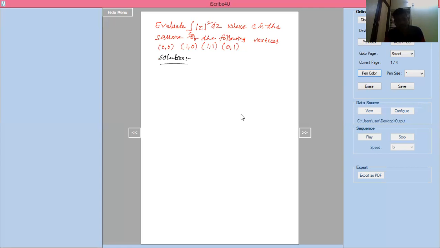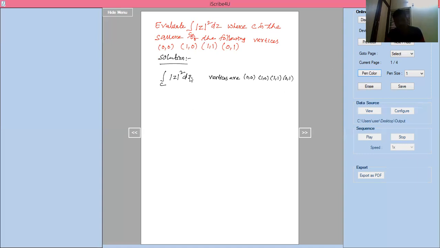Here they have given the points. We have integration of c into modulus of z square into dz, which is nothing but modulus of z square into dz. The vertices are 0, 0, 1, 0, 1, 1, 0, 1. So now, how do you simplify this?